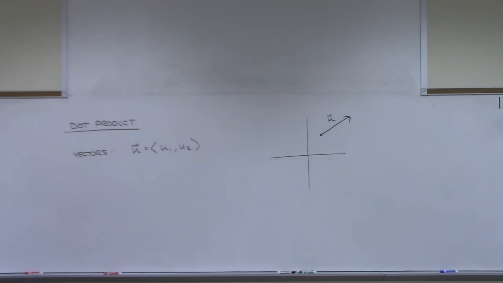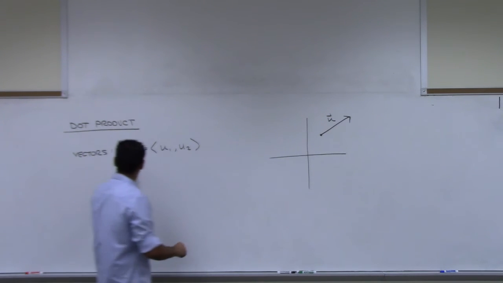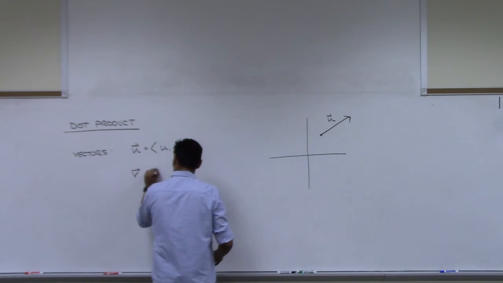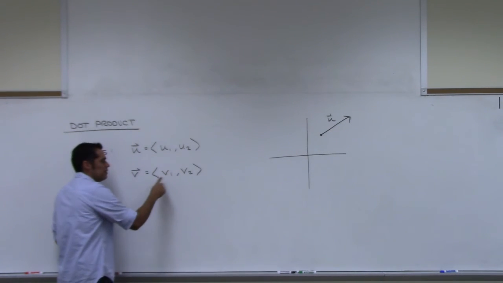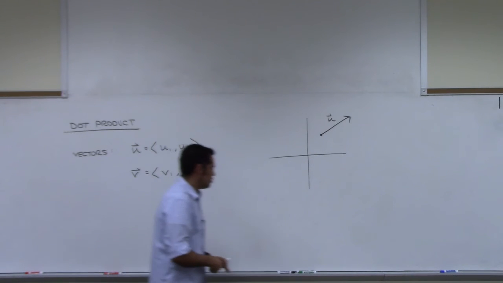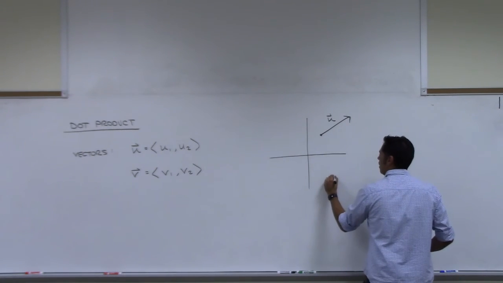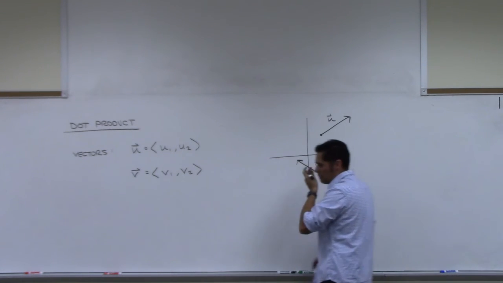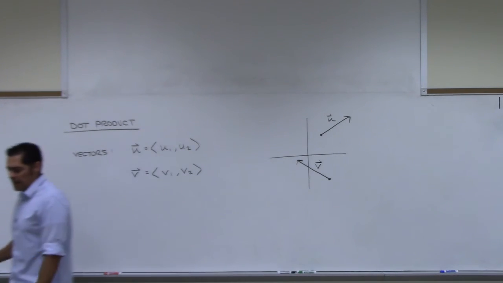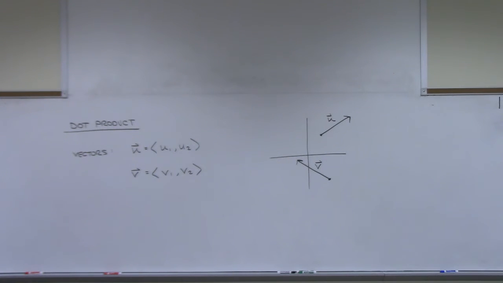So if we have two different vectors, we'll call the first one u and the second one v, with components v1 and v2. Let me just draw a v out here for you. It really doesn't matter where it is. Why doesn't it matter? What is it about vectors that makes them so special? You can move them around, and they're still the same, as long as you move them up, down, left, right, and you don't turn them or stretch them. So there's two vectors, u and v.